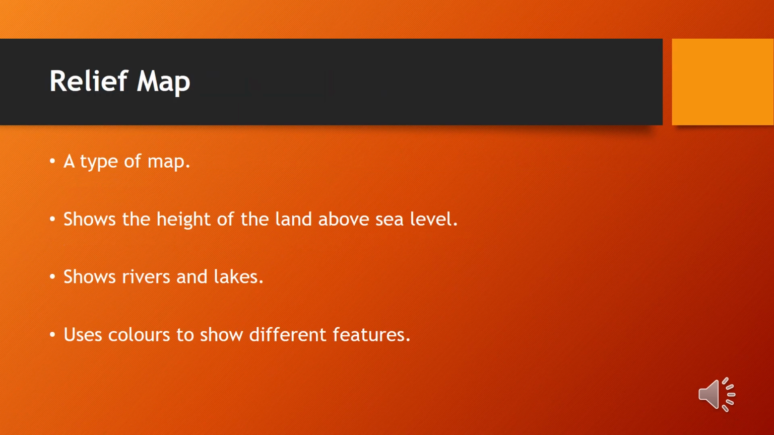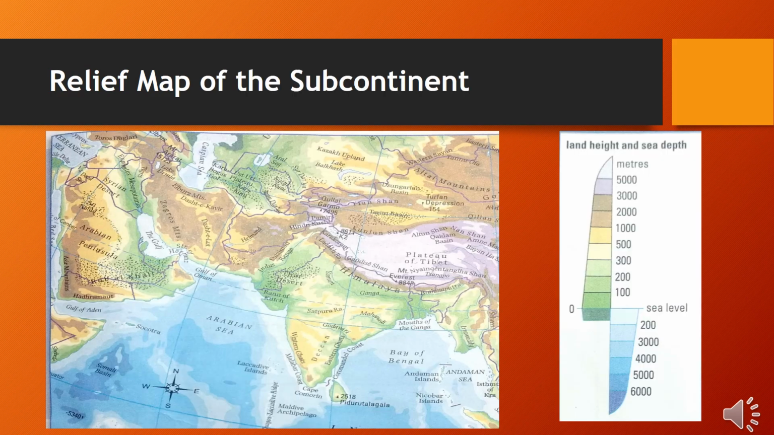A relief map is a type of map that shows the height of the land above the sea level. It also shows rivers and lakes. Generally it uses different colors to highlight or point to some areas. This is the relief map of the subcontinent. It shows different parts of the subcontinent on the basis of their height above the sea level. The map key on the right side has two parts: above the 0-meter level and below the 0-meter level. Different lower or higher areas are indicated through different colors and shades.